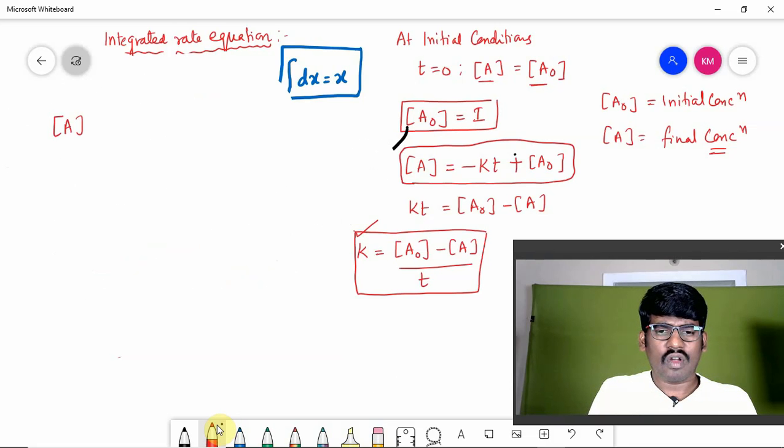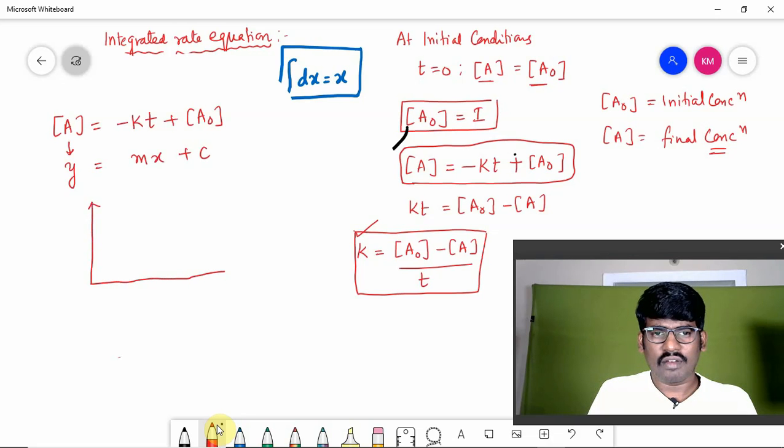I'll write here: concentration of A is equal to minus Kt plus A naught. It is in the form of y is equal to mx plus c, the equation of a straight line. Compare it. So on the Y axis, I am taking concentration of A, and on the X axis I am taking t, that is time, and then you will get a straight line like this. This is the graph you are going to get, okay?